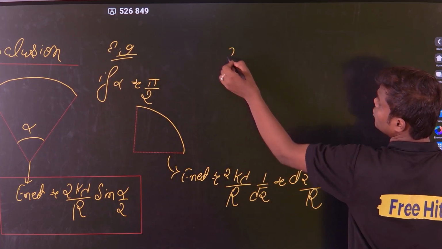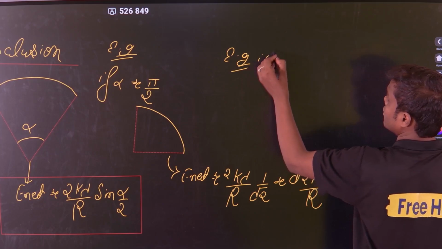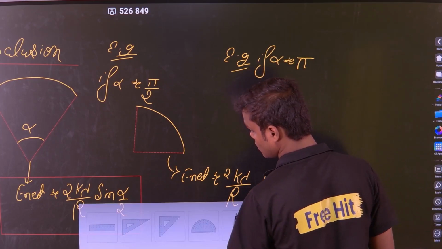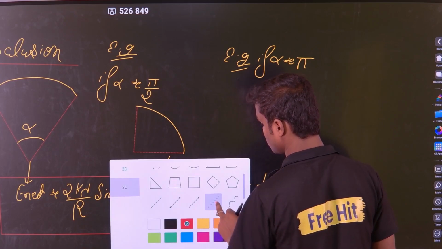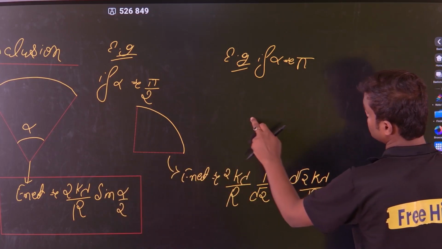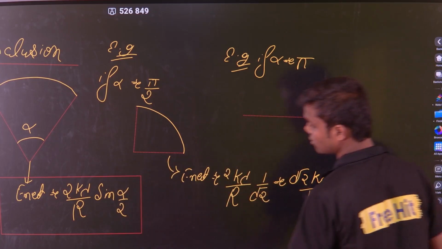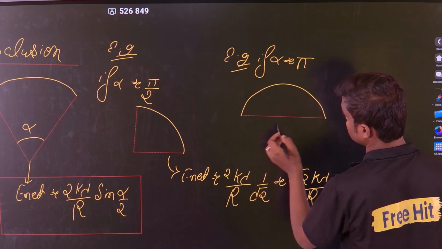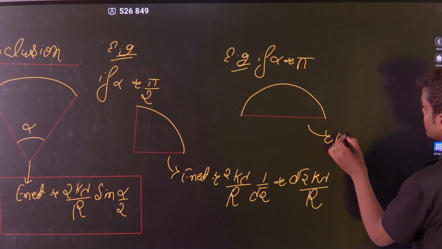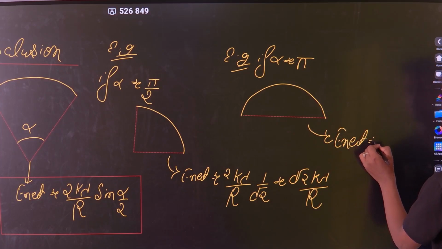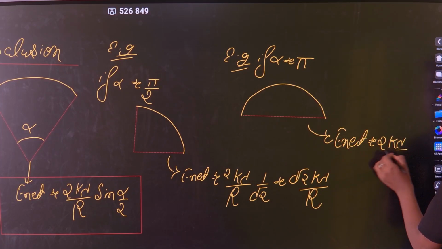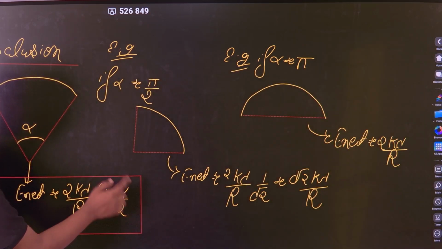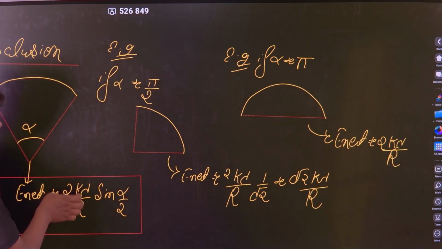Similarly, you can take one more example. Suppose alpha is pi. If alpha is pi, then it is a semicircle. So what is my E net for this? E net will be 2k lambda by r, because if you put alpha equal to pi, sine pi by 2 is 1. So the net electric field will be 2k lambda by r.